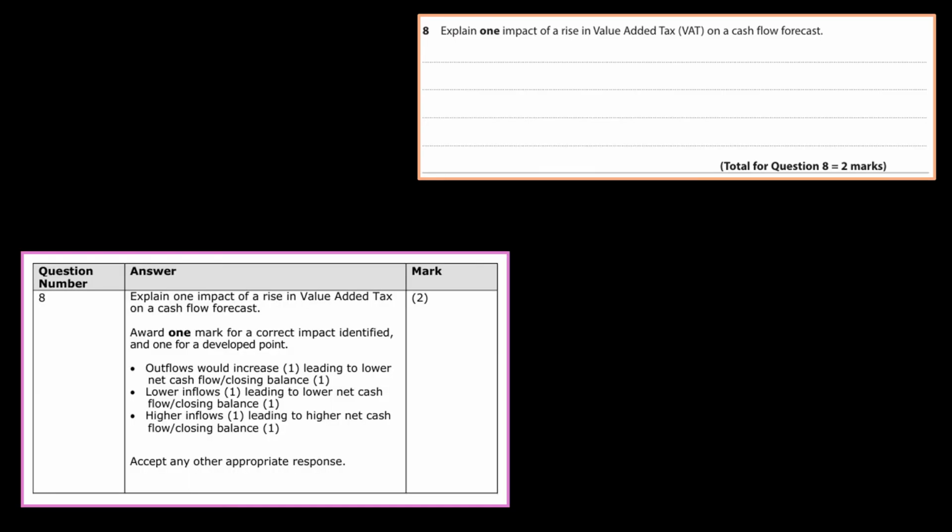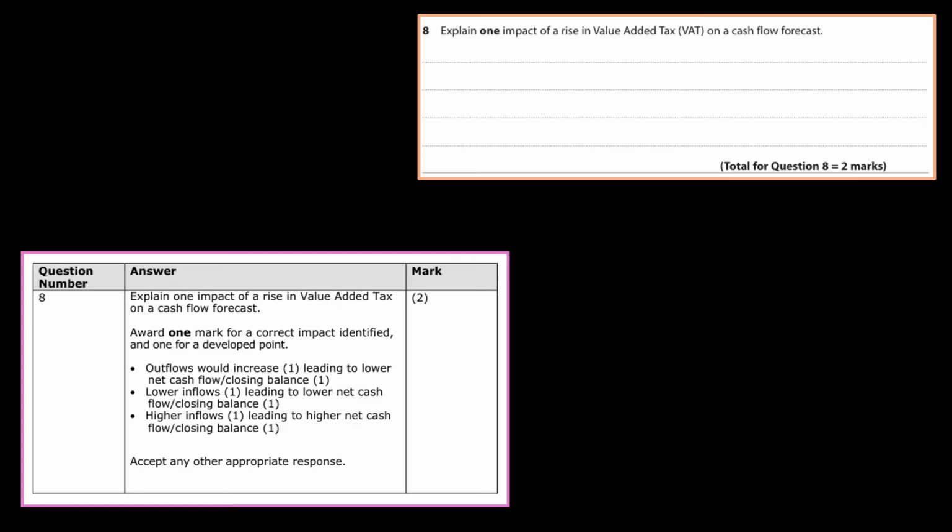Here we go then. Here's the answer, awarding 1 mark for a correct impact identified and 1 for a developed point. Okay, so that's why it's worth 2 marks. Outflows would increase. That would give you 1 mark, leading to lower net cash flow stroke closing balance. That makes logical sense to me. If your outflows would increase, then you'd have a lower net cash flow, wouldn't you? And a lower closing balance.